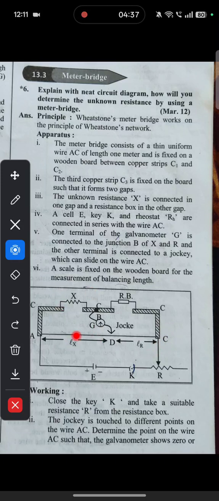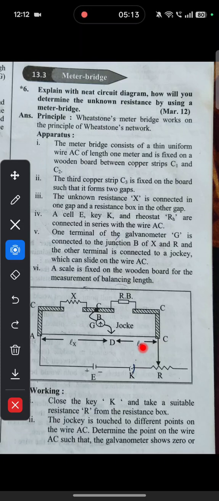And there are 2 gaps, LG the left gap and RG the right gap. In the left gap the unknown resistance will be connected, and in the right gap the resistance box will be connected. Now the middle terminal, which is B, the middle metallic strip, should be connected to the galvanometer. One terminal of the galvanometer, and the other terminal of the galvanometer is connected to the jockey. So this is the main circuit. This way you can connect the circuit by connecting wires.